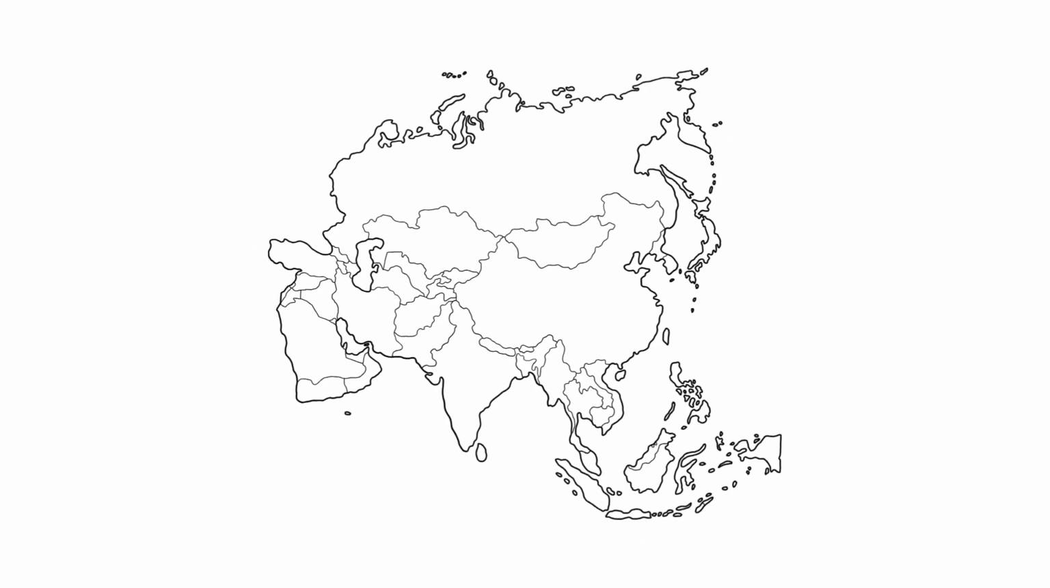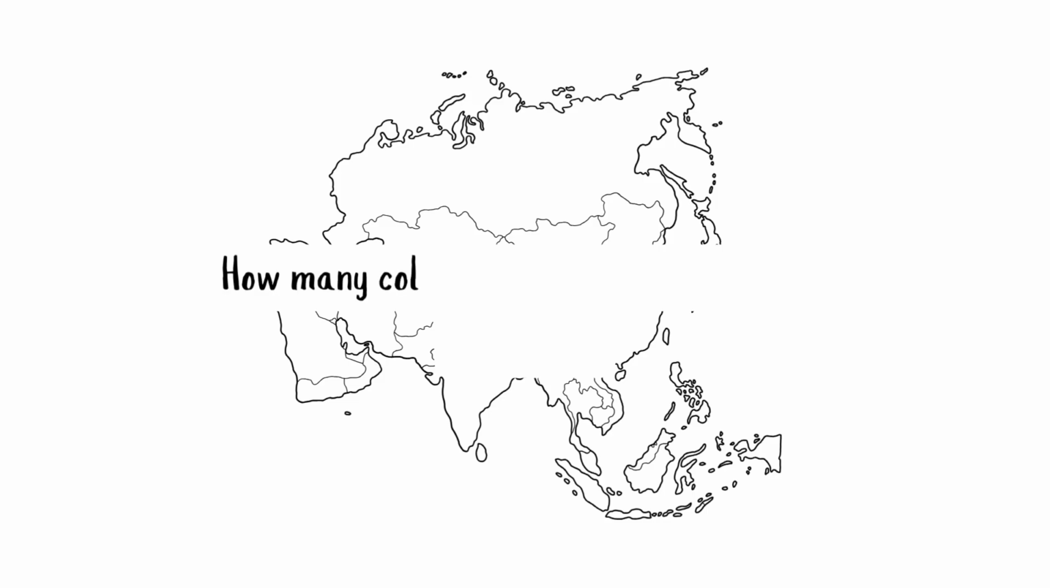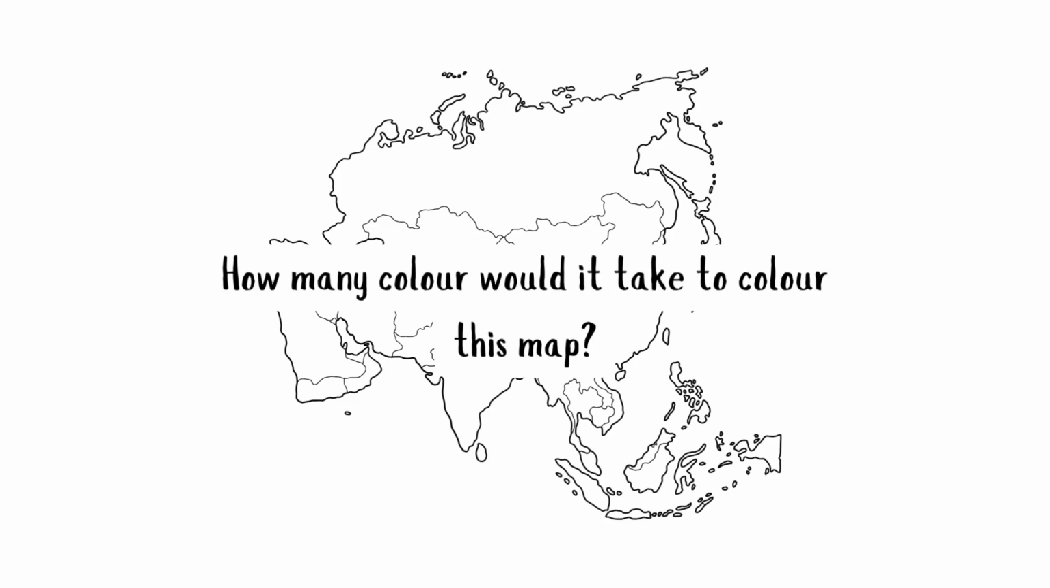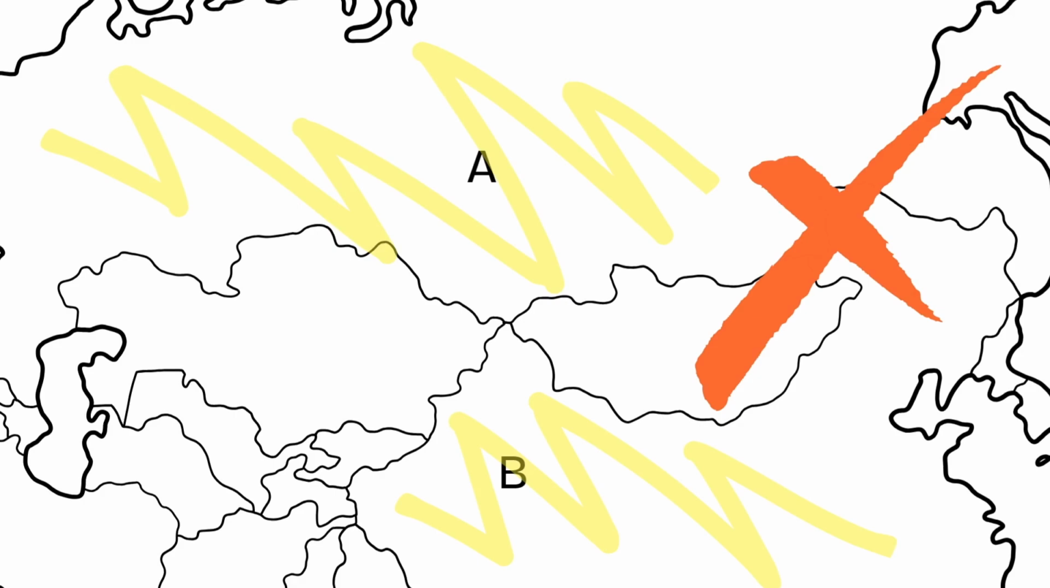This is a map of Asia, and I have a question for you. How many colors would it take for this map to be colored in so that no adjacent countries which share a border are of the same color? That means that A and B cannot be of the same color over here as they do share a border.